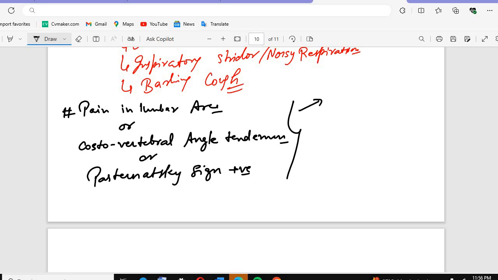Pasternatsky sign is positive in which condition? Pyelonephritis. And also remember, this is also positive in kidney stone. So we can assume two conditions. The first one is kidney stone, and another one that we can assume is pyelonephritis.